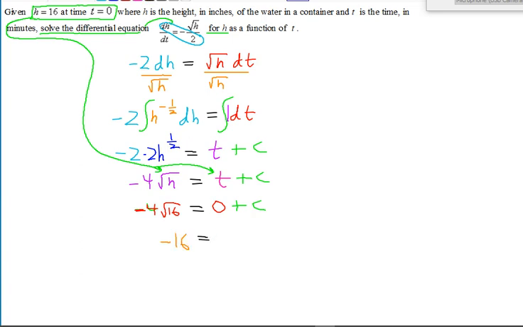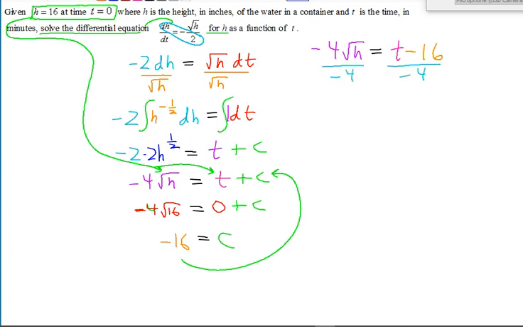So there's our constant. Then we take that constant and substitute it right back in. So now we've got negative 4 square root of h equals t plus c, but we know c is now negative 16. And the last step is to solve. It says solve for h, but even if it didn't say specifically which one to solve for, it would be the one on the numerator, h. So to get h by itself, you divide by negative 4 first.